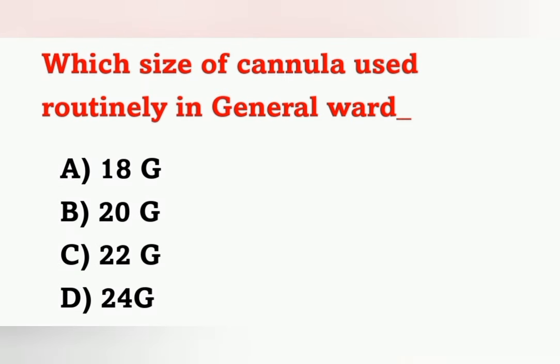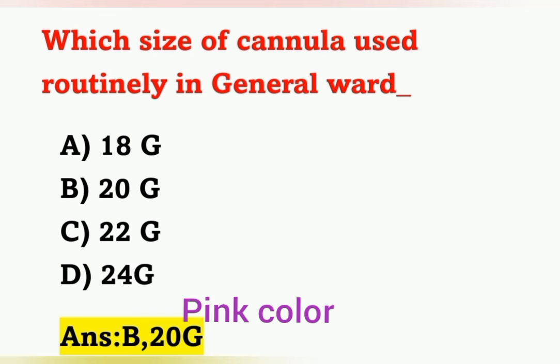And the next question, which size of cannula is used routinely in a general ward? Option A, 18 gauge. Option B, 20 gauge. Option C, 22 gauge. Option D, 24 gauge. Routinely in a general ward, the size of cannula used is 20 gauge. 20 gauge is pink in color.